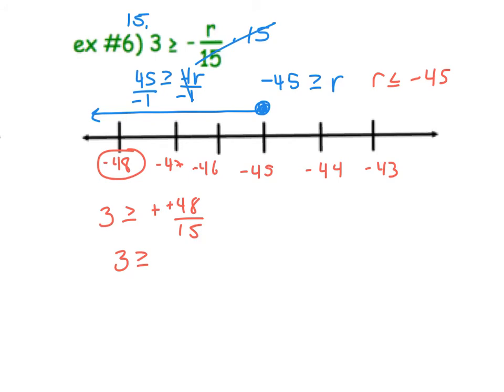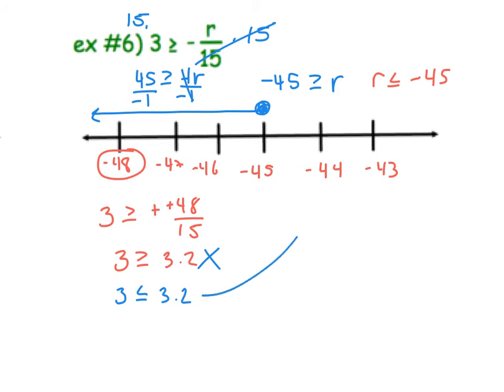To help you out here, let's just take and plug 48 over 15 into a calculator, and let's see what we get. Plugging that in, you should get 3.2. So is 3 greater than or equal to 3.2? No, it's not. 3.2 is greater than 3, so this inequality does not work. Again, we have to flip the sign. 3 is actually less than or equal to 3.2, not greater than or equal to.